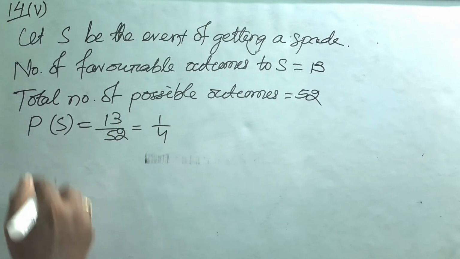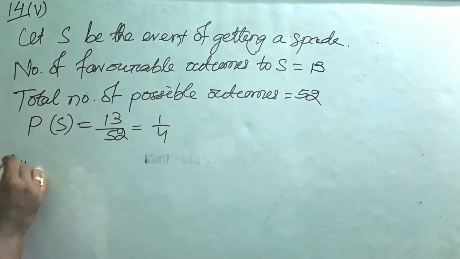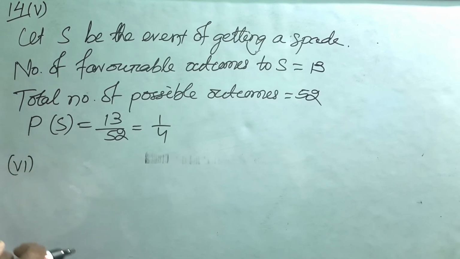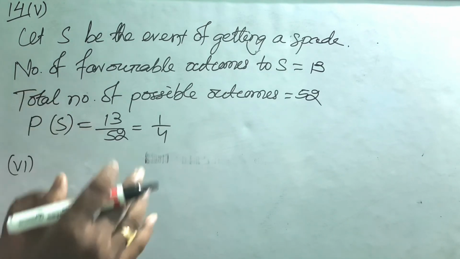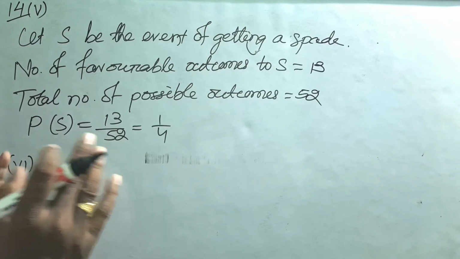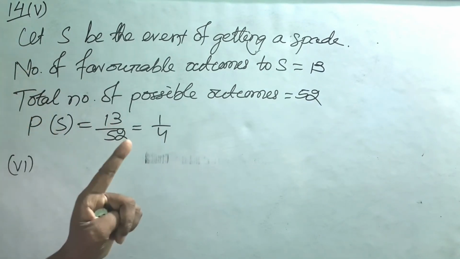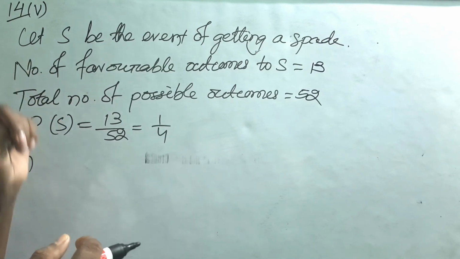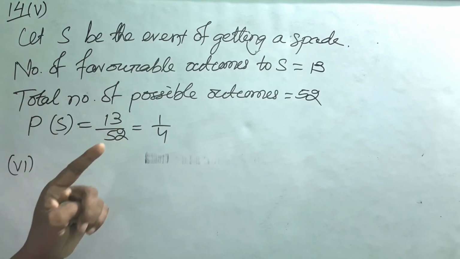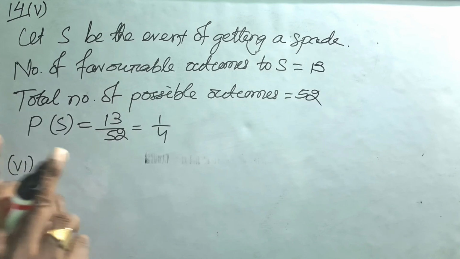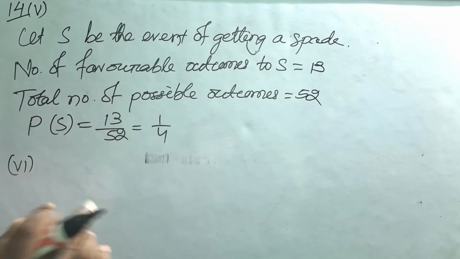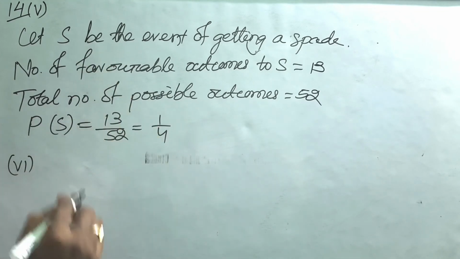Then bit 6. Bit 6 is find the probability of getting the queen of diamonds. You know, in every suit there is only one queen. In spade there is one queen, in club there is one queen, in diamond also there is one queen, heart also one queen. So that means in diamond there is only one queen.